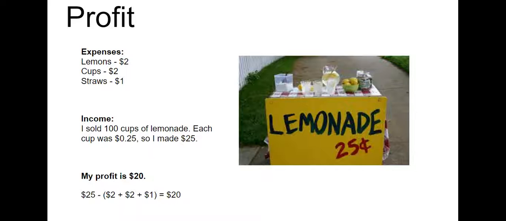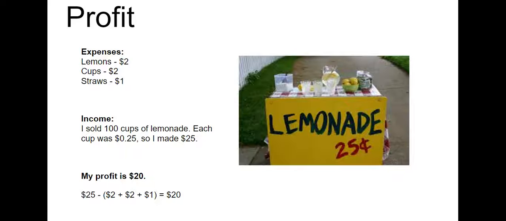Here's another example, one I feel like you can relate to a little more. Let's say we had a lemonade sale. In order to have a lemonade sale, let's say the only things I had to go out and buy were lemons, cups, and straws. Before I could even do this lemonade sale, I had to spend $5. So I do the lemonade sale, and I sell 100 cups of lemonade. If each cup was 25 cents, I make $25, or my income was $25.